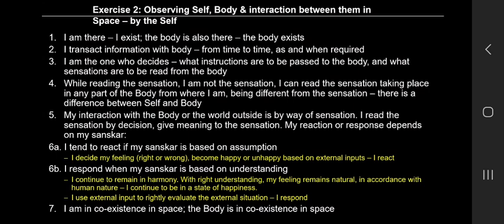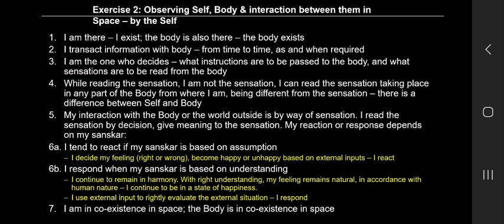So in exercise 1, we worked on our sanskar. Whenever I am going to read sensation, I need to be aware of my sanskar. I need to be aware that I am in a state of pure observer, and then I am aligning my sanskar with the reality. With this, now I am able to rightly evaluate my sanskar.